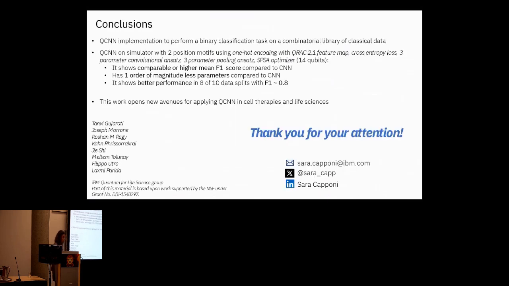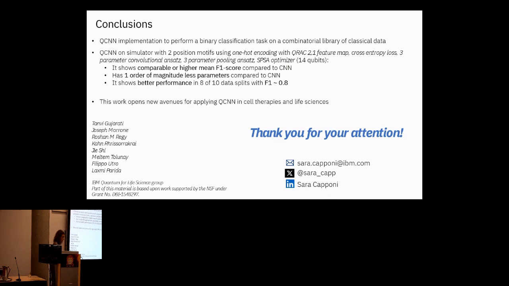So concluding, we have implemented a quantum convolutional neural network that for the first time is evaluating a combinatorial library of signaling motifs, applied for CAR-T cell design. And we show that we have identified a set of parameters that allows us to have an accuracy that is higher compared to the accuracy evaluated for the classical CNN. And the other important thing is that the quantum convolutional neural network uses an order of magnitude fewer parameters than the corresponding classical convolutional neural network.